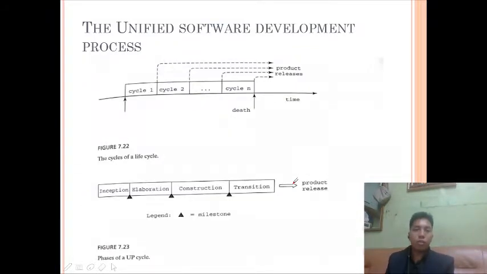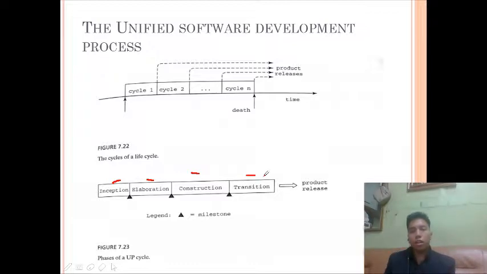So here's the unified software development process. In cycle 1, there is always a product release, cycle 2, product release, and so on and so forth until its death or its completion. There are four rather important cycles, in which each cycle must have its priorities. In the first cycle, the priority must be inception. Second cycle is elaboration. Third, construction, and fourth, transition.